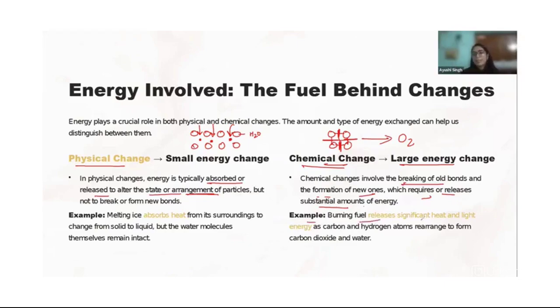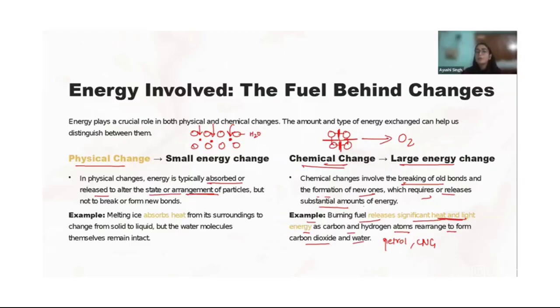An example would be burning fuel, which releases significant heat and light energy as carbon and hydrogen atoms rearrange to form carbon dioxide and water. Okay, so you're using fuel, petrol, right? And diesel maybe, or CNG. So the bonds of those particles are breaking and then making new bonds and forming new substances from it, which comes off as waste, you can say.